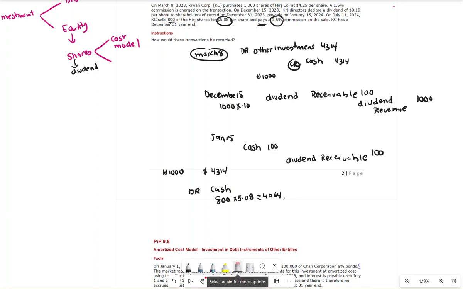And how do we calculate the commission? You could calculate it as 1.5% times that amount, which is $60.96. We can avoid the decimals too. So 4,064, and the cash we are going to debit, the cash we are going to receive, I'm just going to skip the decimal places, is 4,003.